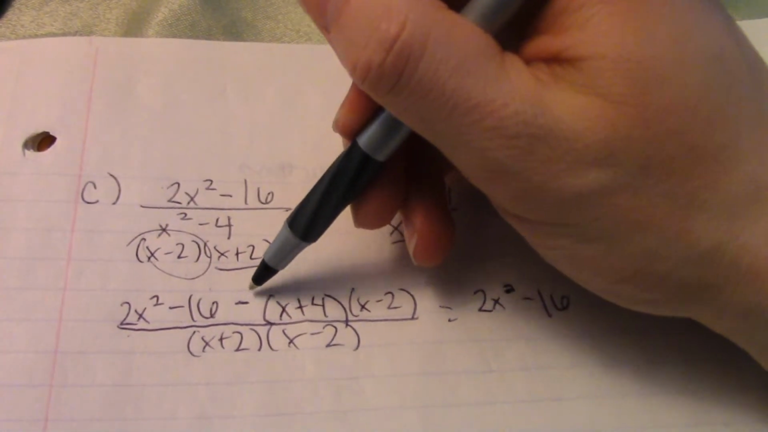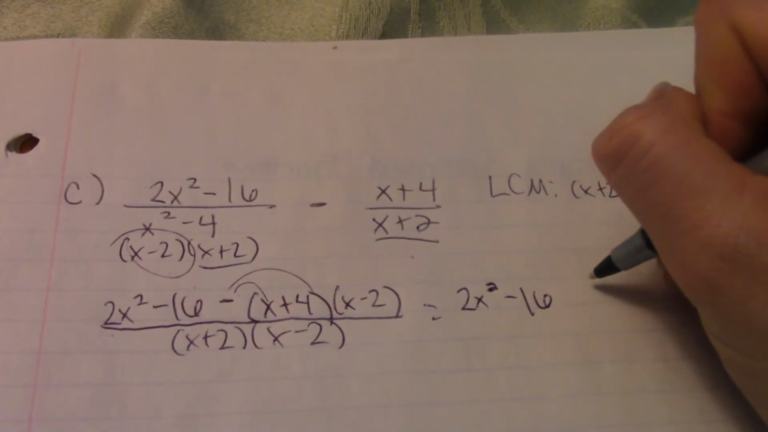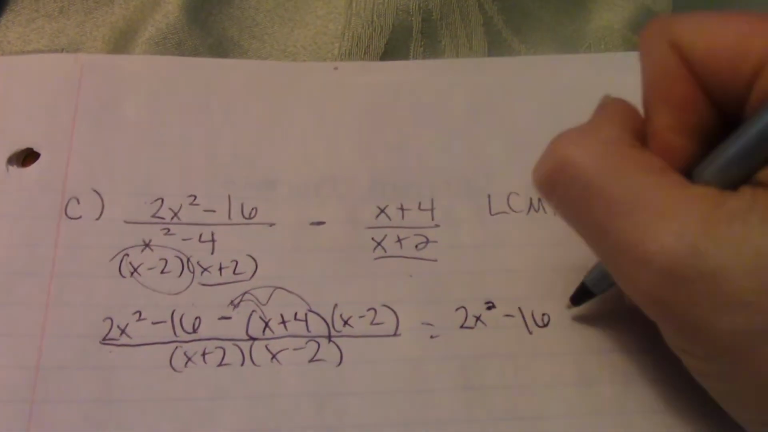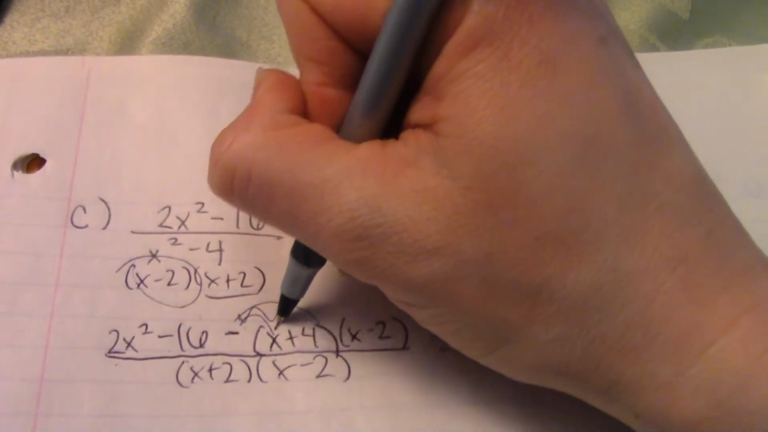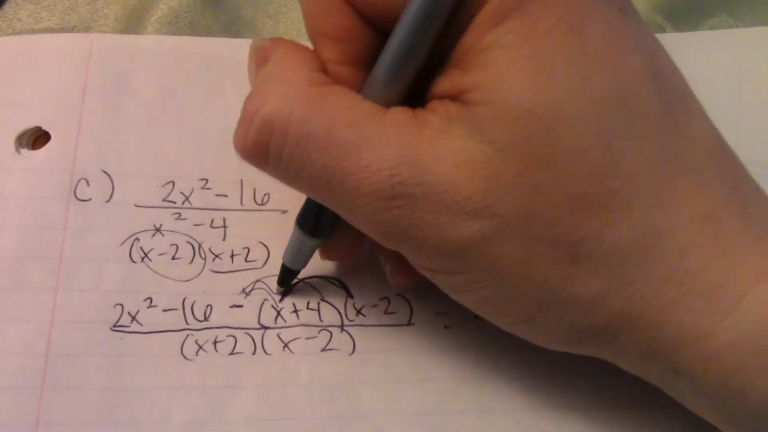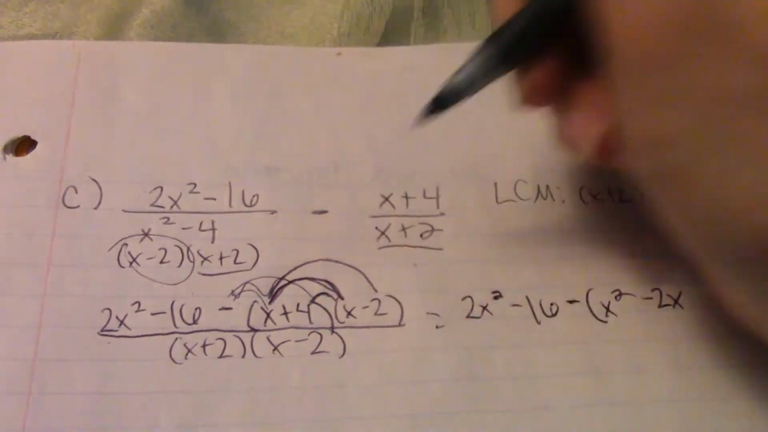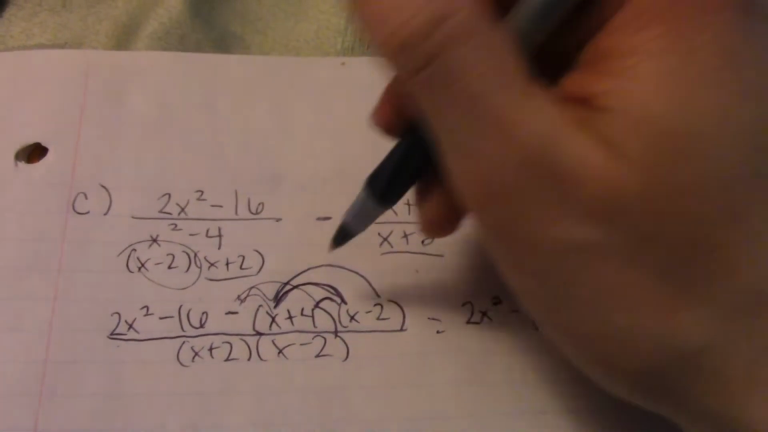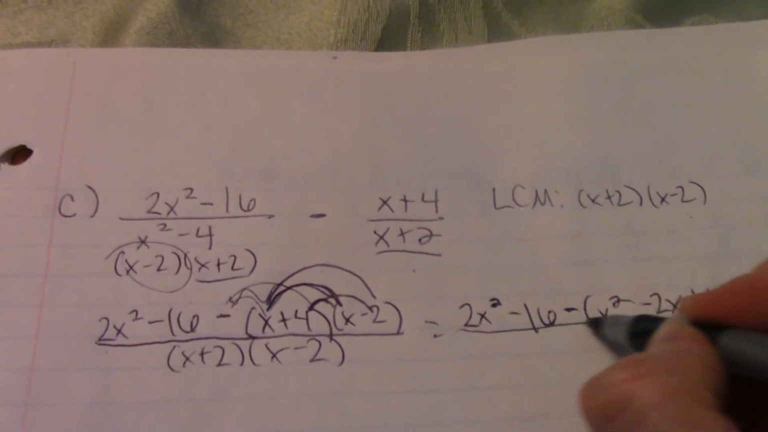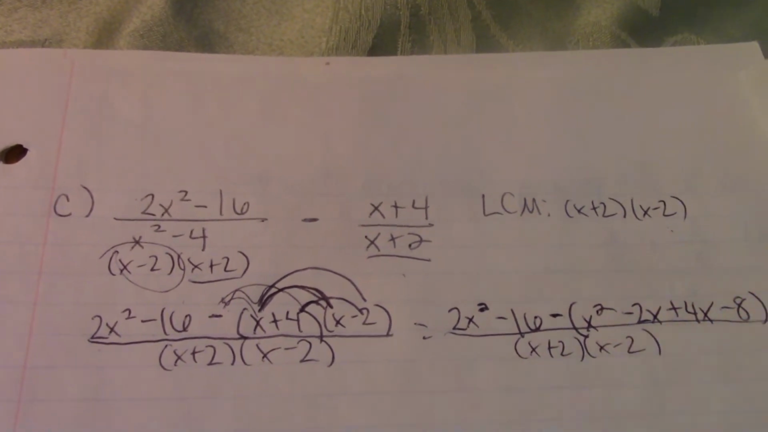Now that negative goes into both of these. Actually, let's go ahead and FOIL first. So x times x makes x squared. x times negative 2 makes negative 2x. x times 4 makes positive 4x. And 4 times negative 2 makes negative 8. All of this is still over x plus 2, x minus 2.